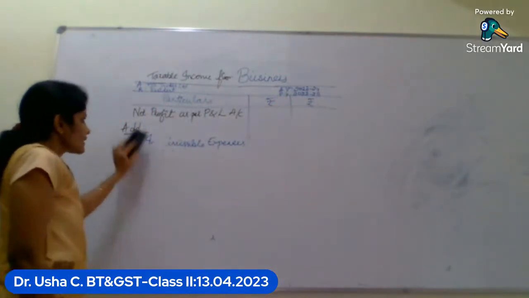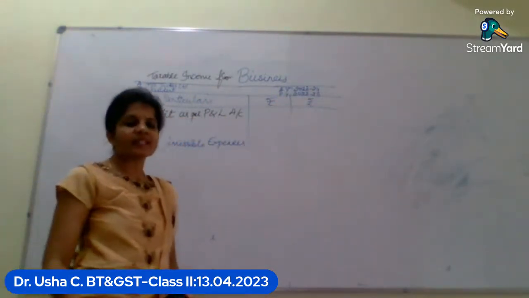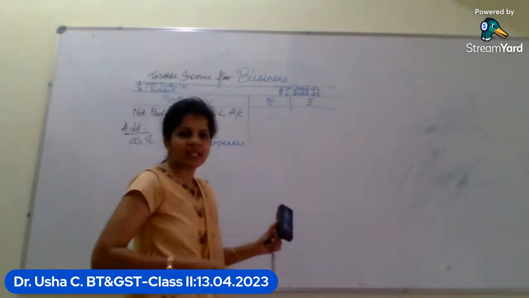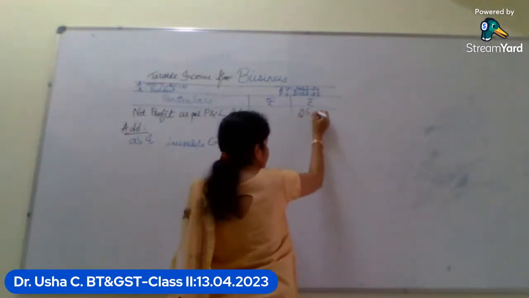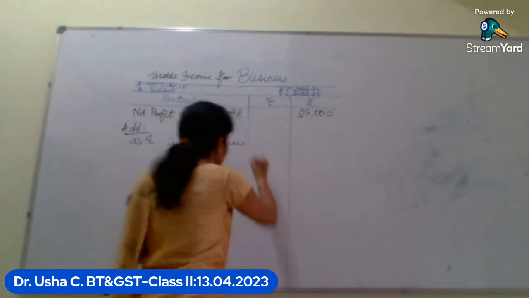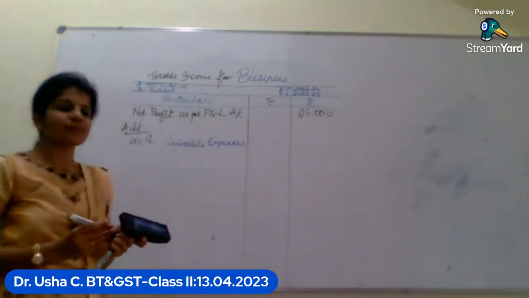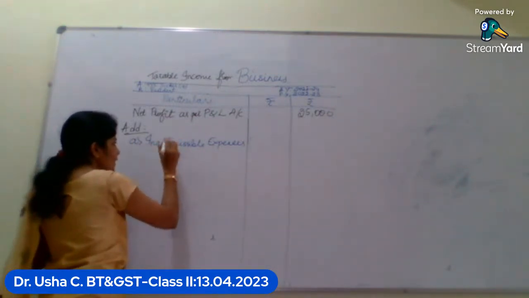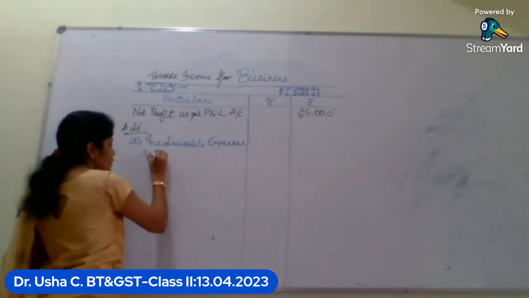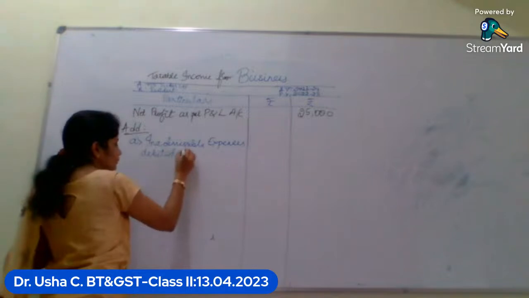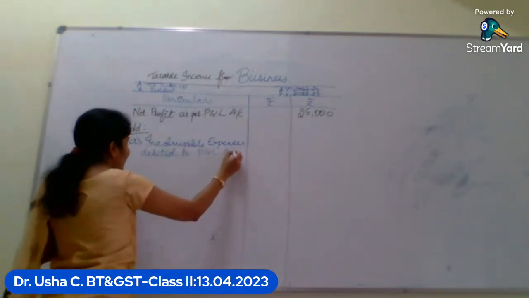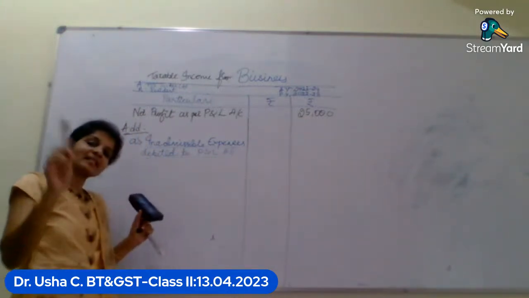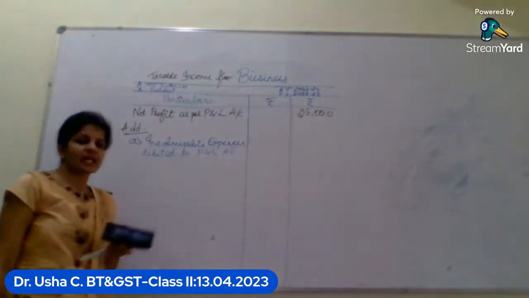So here, first we have to take the net profit as per profit and loss account. What is the net profit as per profit and loss account? It is 25,000. For this, we need to add. What do we need to add? First one is inadmissible expenses debited to profit and loss account. I have analyzed and told you that whatever inadmissible expenses are there, they are on the debit side. Let's look into the debit side of the profit and loss account.